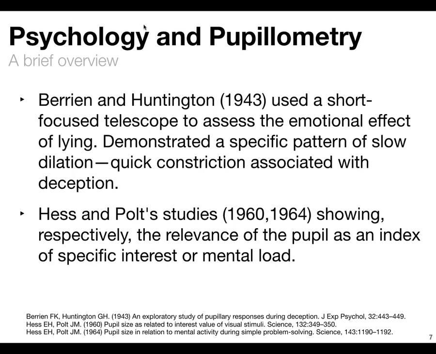So when I was talking about how you could lie and cheat your way through a pupil exam like in Blade Runner, the easiest way to do it is just do some mental arithmetic. If you do some mental arithmetic, your pupils are not going to change size. They're just going to dilate and just stay dilated for a long period of time. So now you know how to cheat an eye pupillometry detector, lie detector.